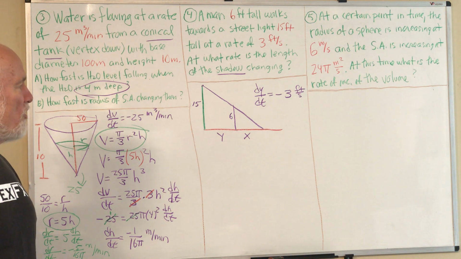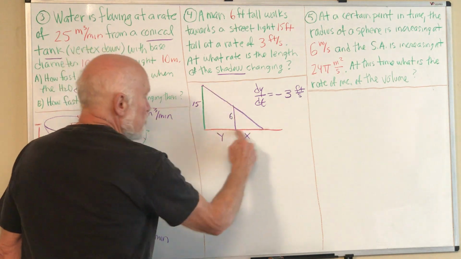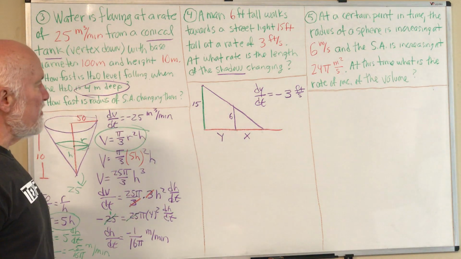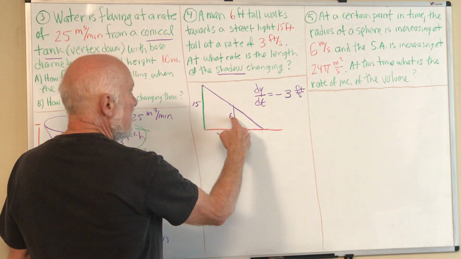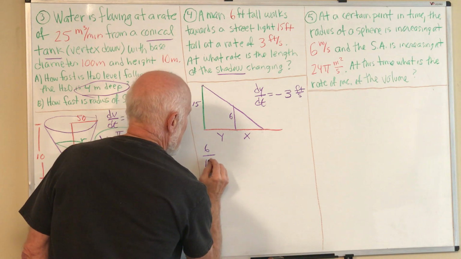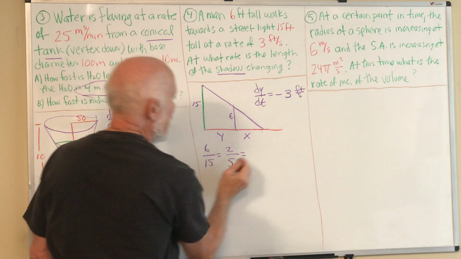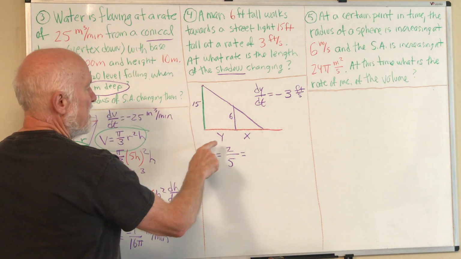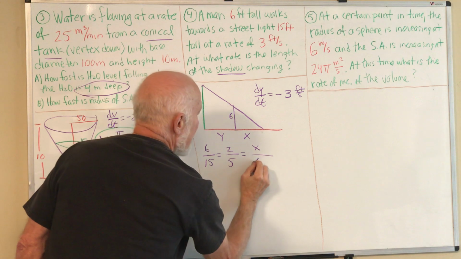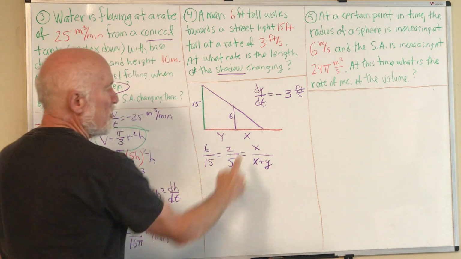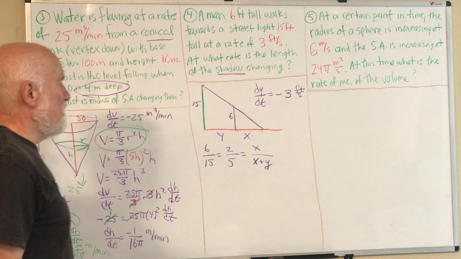So we don't really want to throw another variable in there. So we think back to geometry and we see we've got right triangles. So they should be similar right triangles, so they should be in proportion. So we can say 6 is to 15, which, by the way, you can reduce to 2/5, as 6 is to 15 as x is to x plus y. You can either do it that way, or you can go 6 is to x as 15 is to x plus y. Same thing.